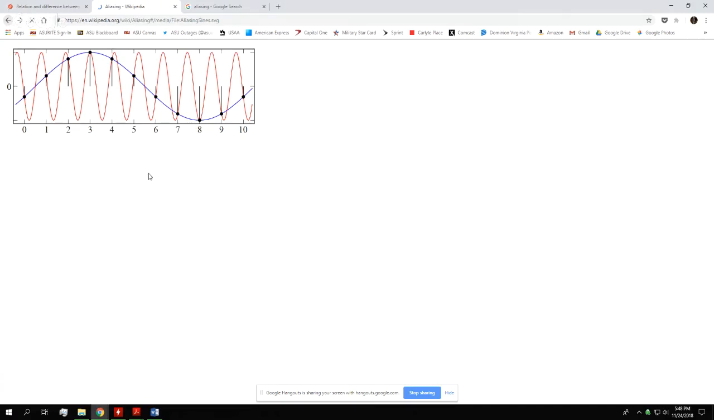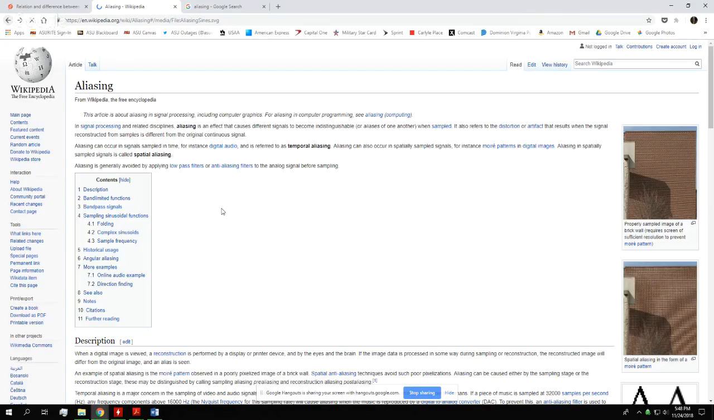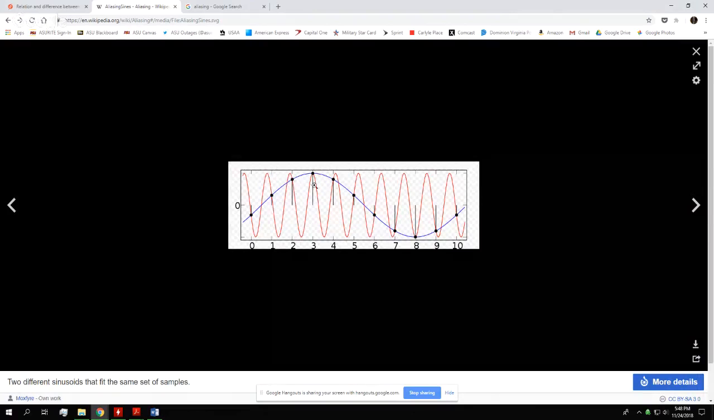Let me go back. Okay, there we go. So these black lines are our samples. It looks like every second we're taking a sample in this particular system. Now every time we take a sample, we just capture some value.